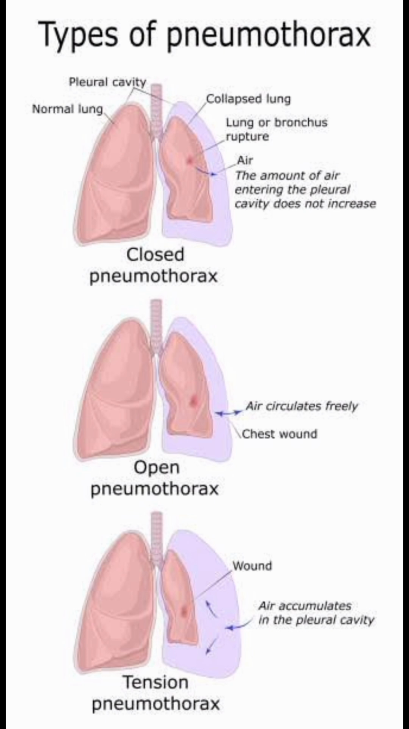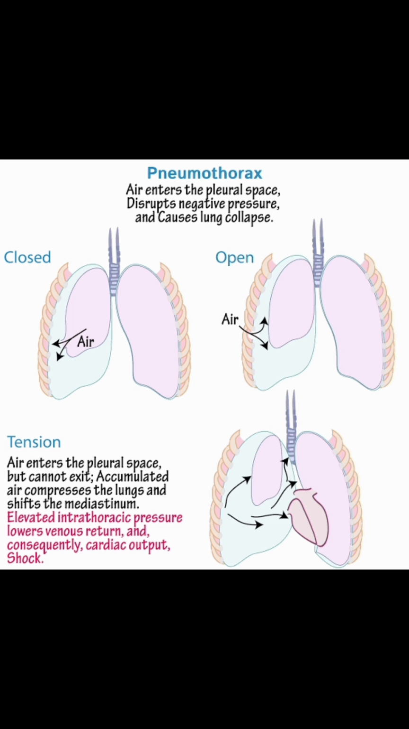Next type is open pneumothorax. Open pneumothorax occurs when air enters the pleural space through an opening in the chest wall. Examples include stab or gunshot wounds and surgical thoracotomy. A penetrating chest wound is often referred to as a sucking chest wound.